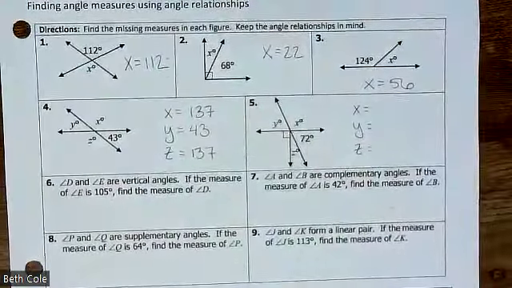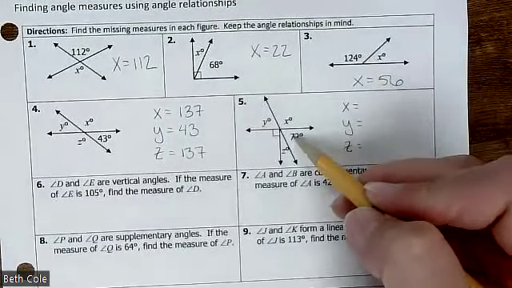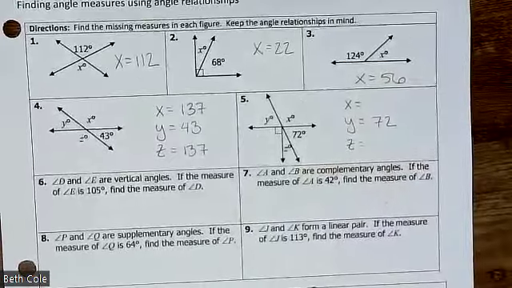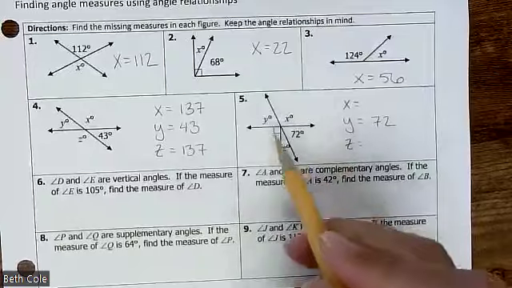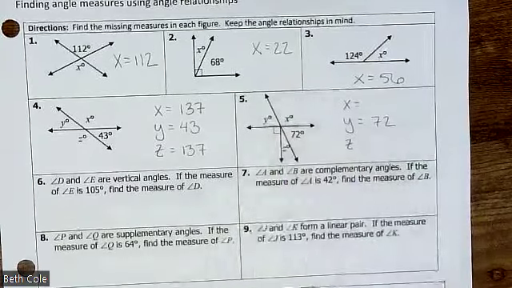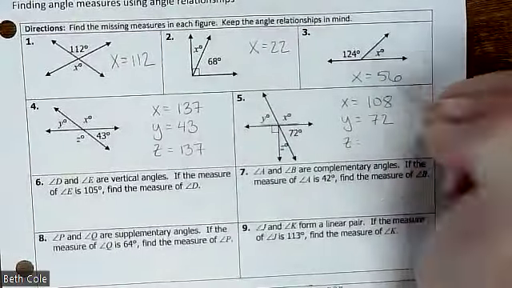All right, x, y, z. I would do y first in this one as well. If this is 72 and y is straight across from it, they're vertical angles. So y is 72. Then I would do x. Do you see how this is a straight line? So you would do 180 minus 72, which is 108.